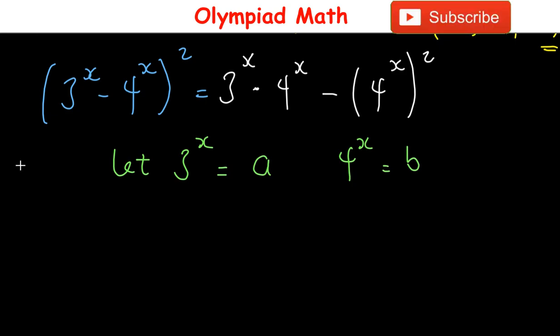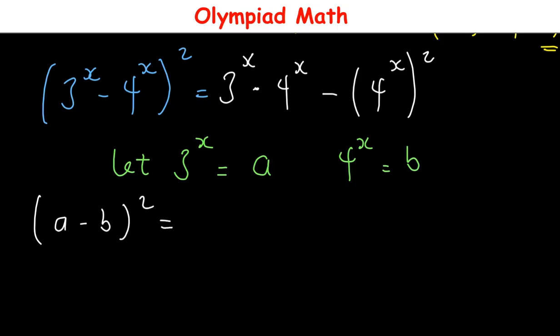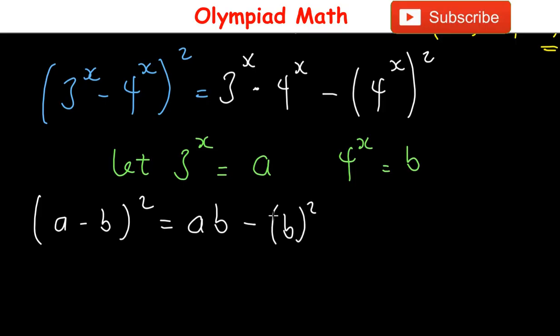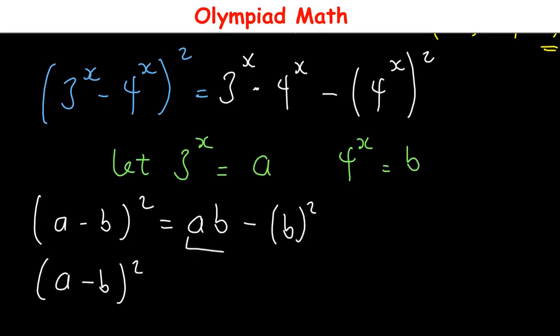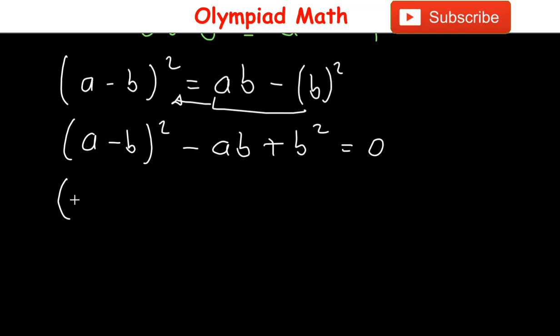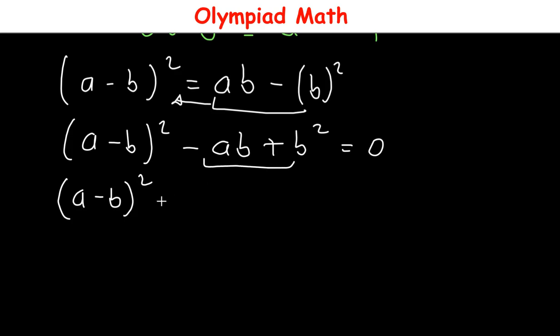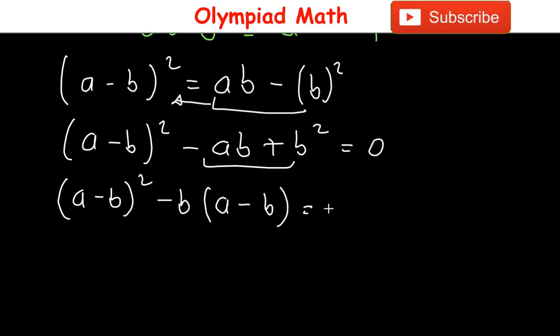So this equation then becomes in brackets a minus b all raised to power 2 equals a times b, then minus in brackets b all squared. So we have in brackets a minus b all raised to power 2. Move all of this over to the left hand side. We have minus ab plus b squared, and this equals 0. So we have in brackets a minus b all raised to power 2. Factorize out minus b from this, minus b into brackets a minus b, and this equals 0.